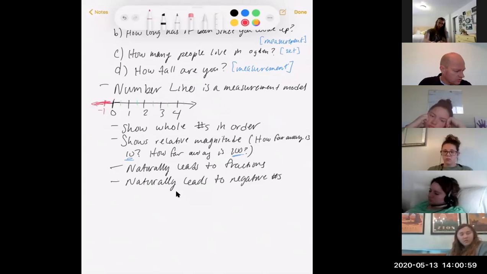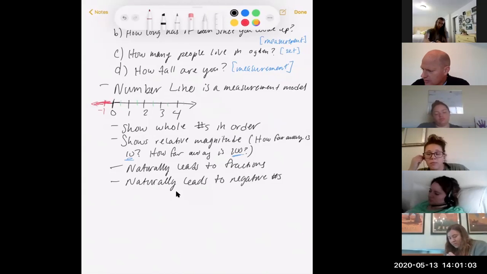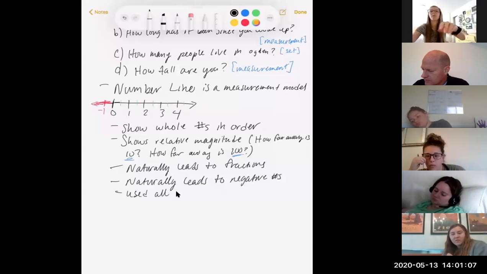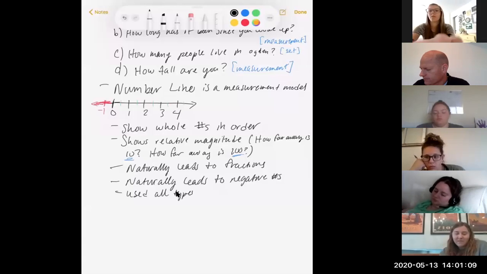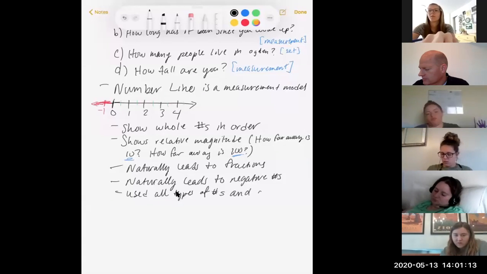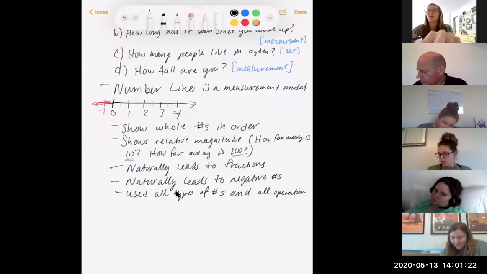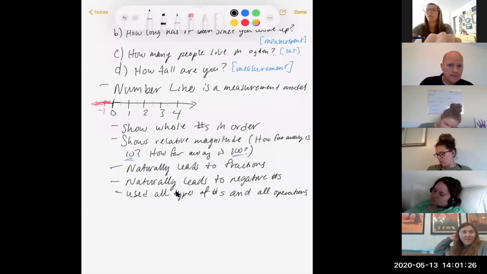All right, so those are the uses, and number lines can be used with all types of numbers and all operations. So our number line is going to be a good model for us to see how mathematics works.